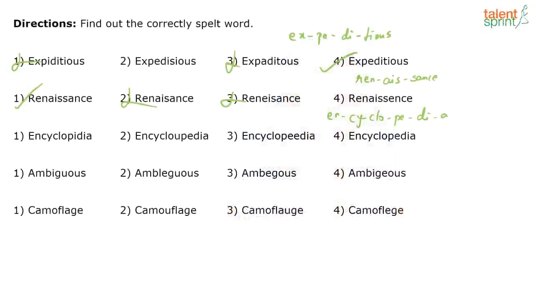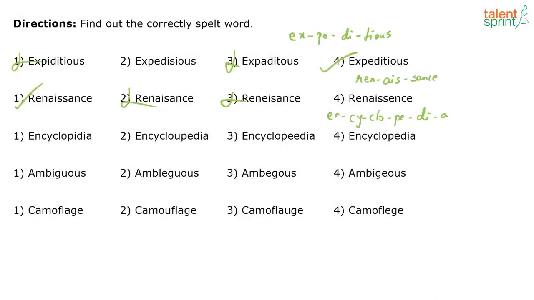Encyclopedia is not a very difficult word. I'm assuming all of you know this word, so you should get the spelling correct. And if I have to break it down, that's a lot of syllables. It's a 6-syllable word. Now some of you might wonder, how do I break it into syllables? Say it out loud.